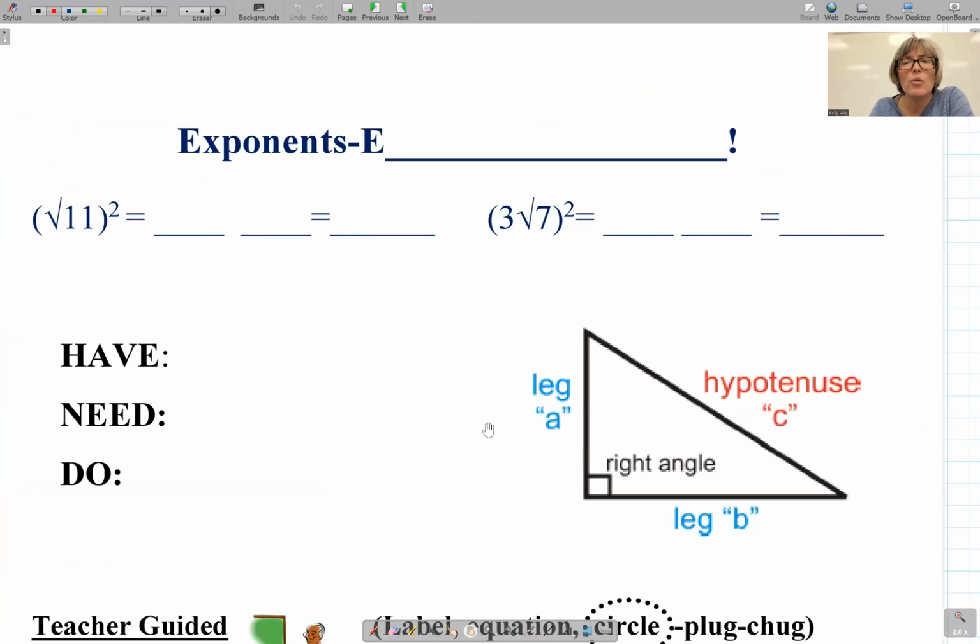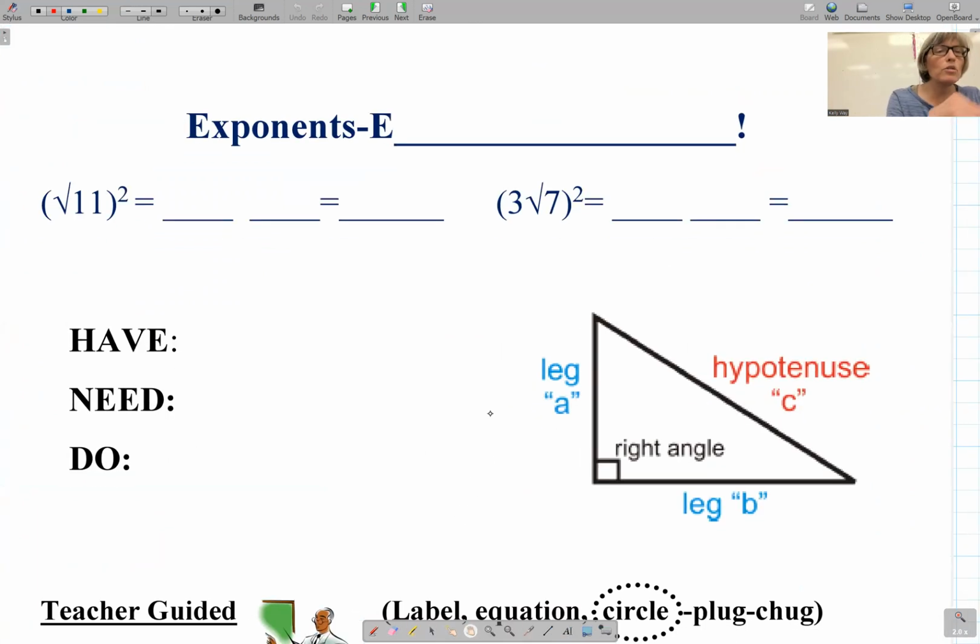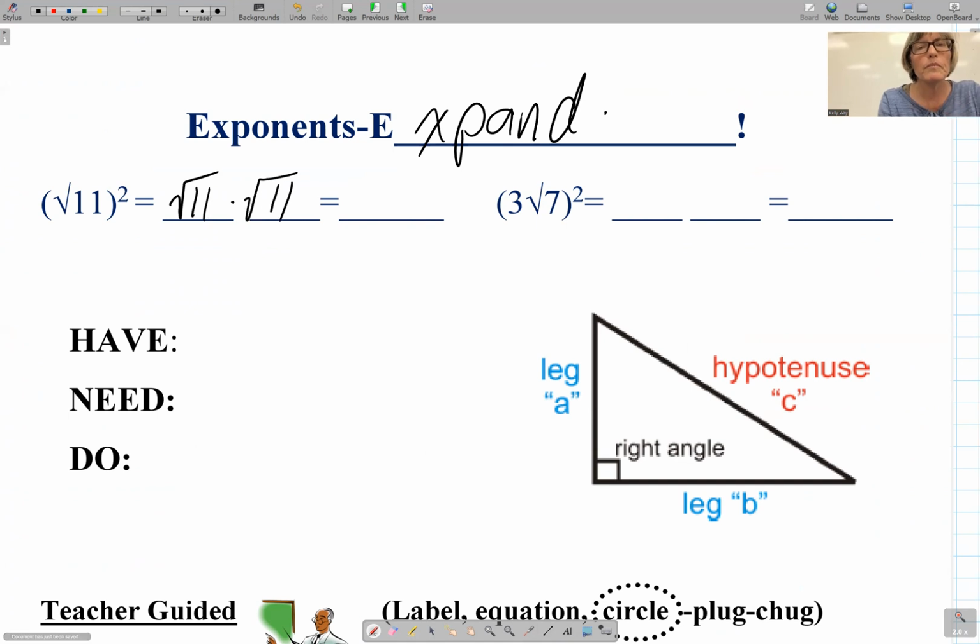Do a couple reviews here, but before we deal with radicals, let's review this. When you have an exponent, you need to expand. Point upwards, exponent, expand. Give you two examples. Root 11 squared should look like this. Root 11 times root 11, which you have already figured out the pattern that any radical times itself is just the number on the inside. So root 11 squared is simply 11.